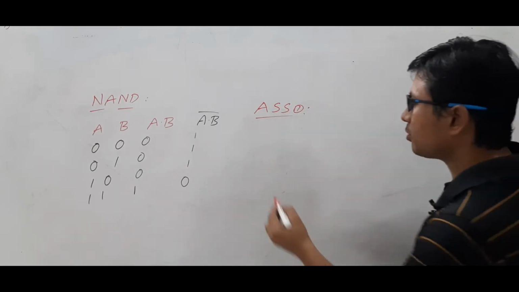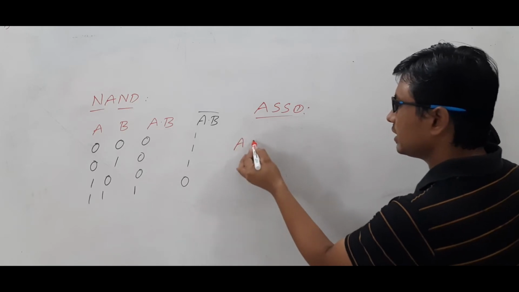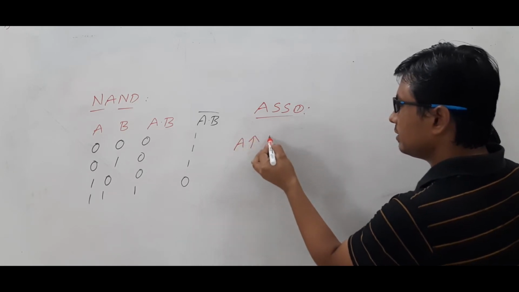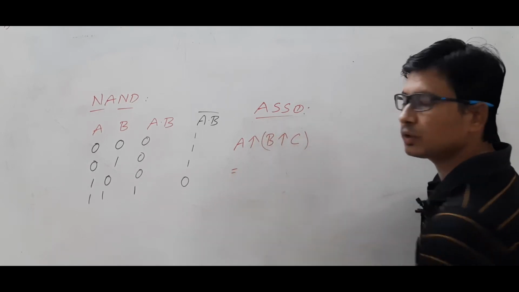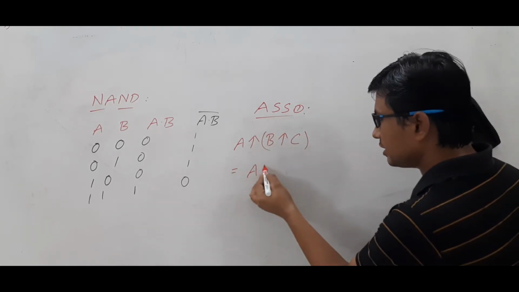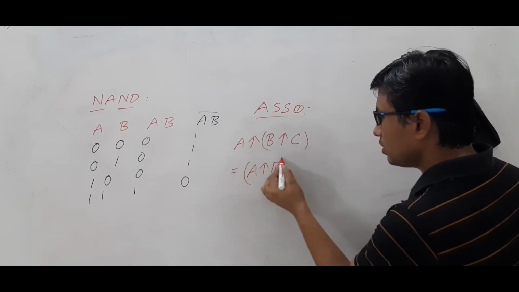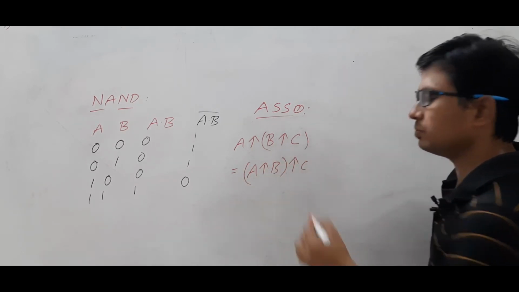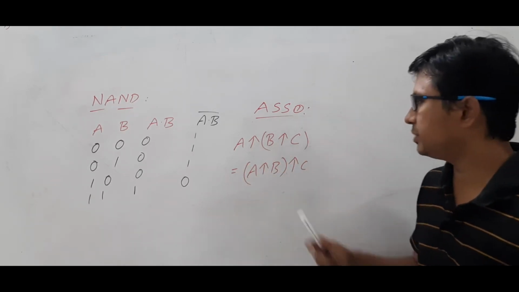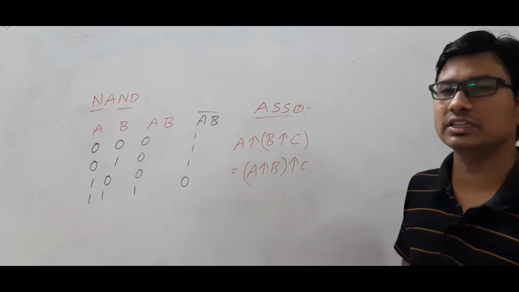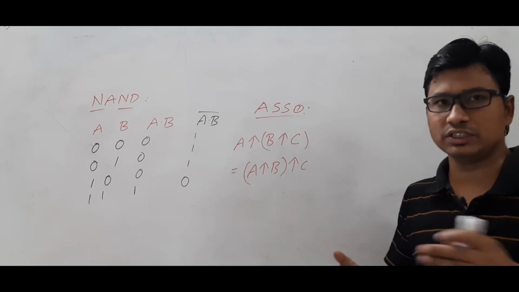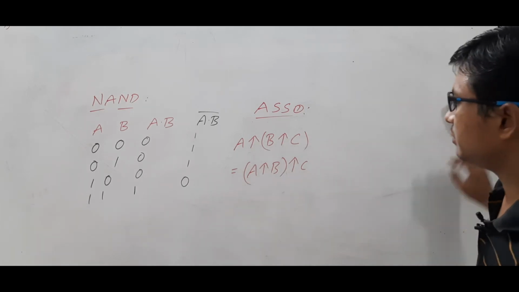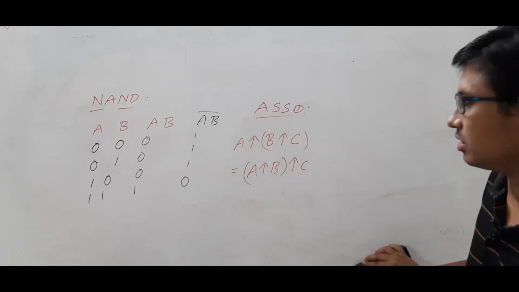Okay, what is the associative property? (A NAND B) NAND C should be equal to A NAND (B NAND C). Am I right or wrong? These should be equal. Then only I will say that it is satisfying the left associativity and right associativity. Left associativity is equal to right associativity. We will check whether it is satisfying or not.